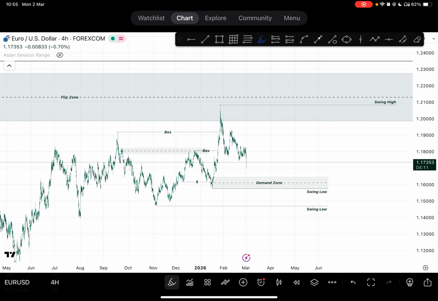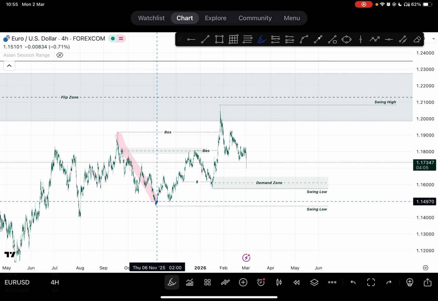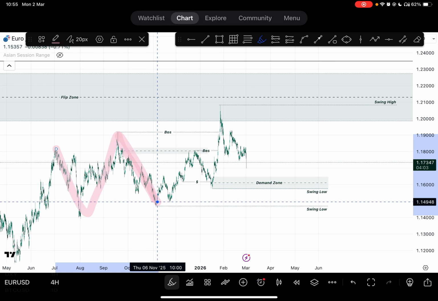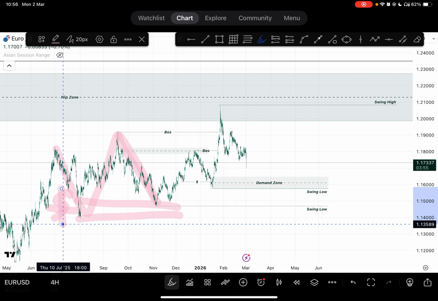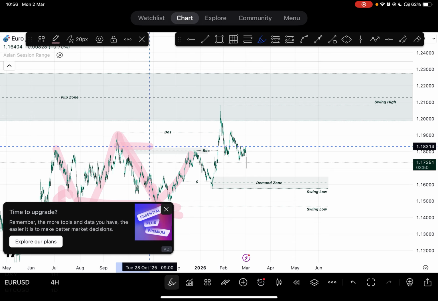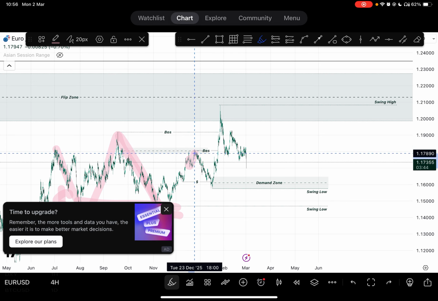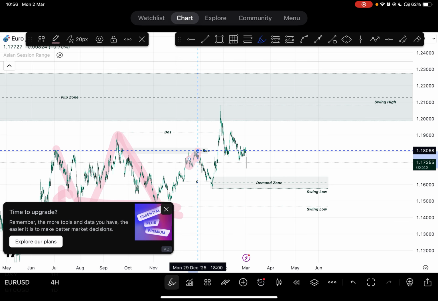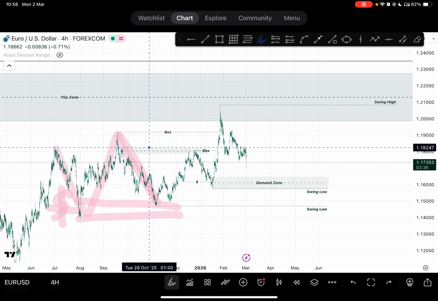Where price, after making this pullback up to the demand zone, is a valid demand zone here, reacting on the demand zone and pushing up. Then this is where price finds some resistance and starts ranging at this point. But finally, price just collapses from here, which means this supply zone showed a reaction for an internal pullback, right?